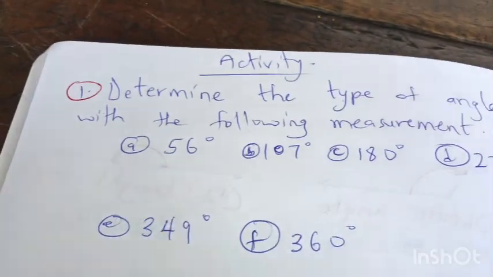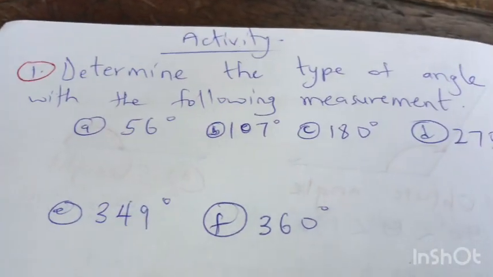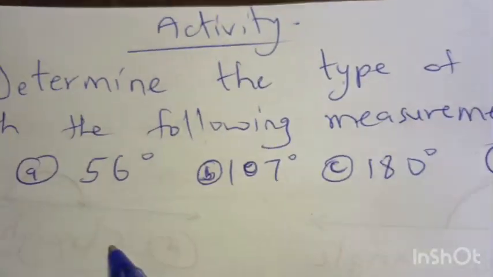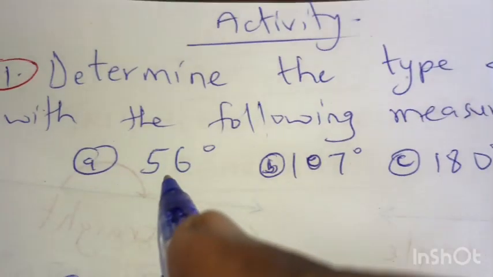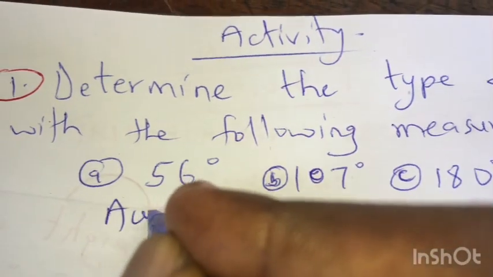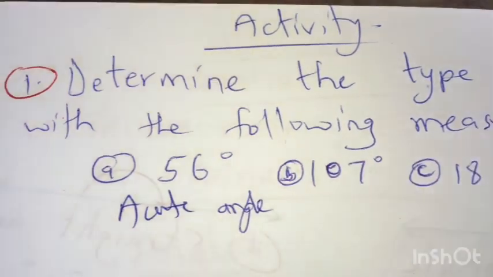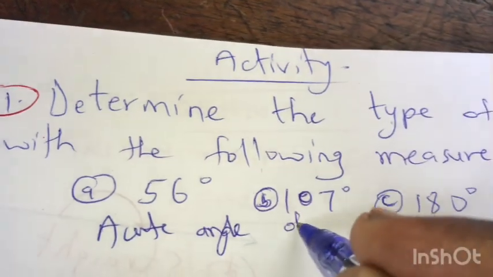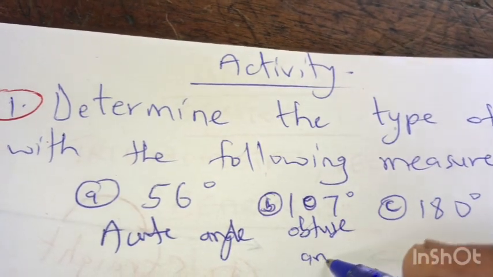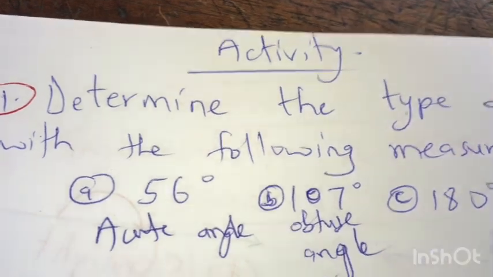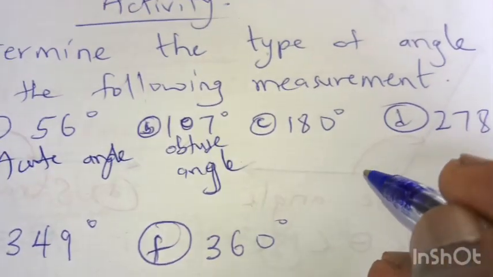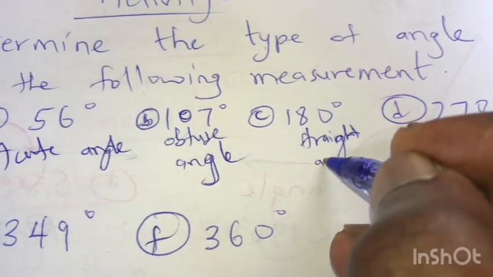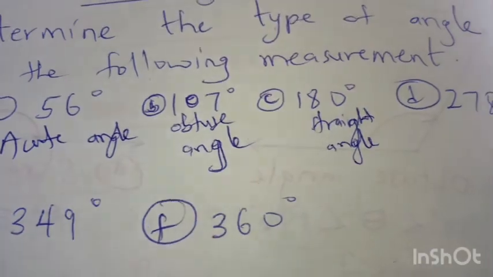Let's look at some activities. We are going to determine the type of angles with the following measures. So 56 degrees. Which angle do you think this one is? You can see that this one is between 0 and 90. So an acute angle. Okay, this angle is between 90 and 180. So which angle is this? An obtuse angle. Okay, then 180 degrees, as we said, is a straight angle or angle on a straight line.